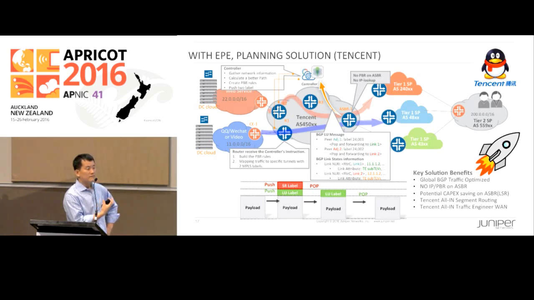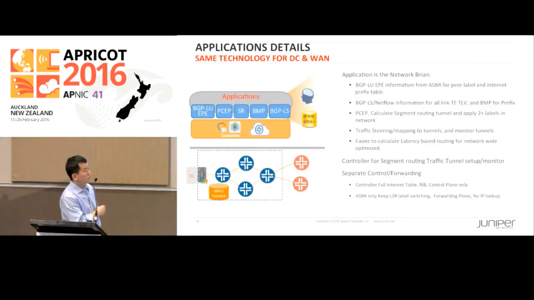Tencent gets benefits from this solution. First of all, global BGP traffic engineering. Second, there's no policy on the ASPR; the policy starts from the ingress router only. Then there's a potential capex saving on the ASPR router as well. Tencent also mentioned to us the all-in segment routing. Eventually, Tencent's WAN network, the DC WAN network, will be segment routing, with a trial starting this year, along with global BGP traffic engineering and so on. So that's the use case.